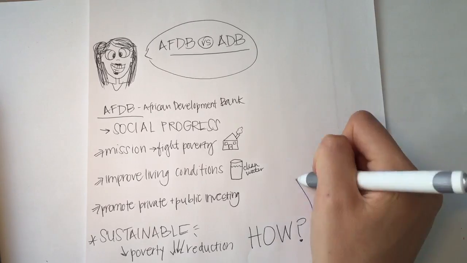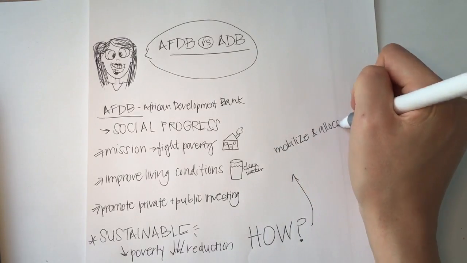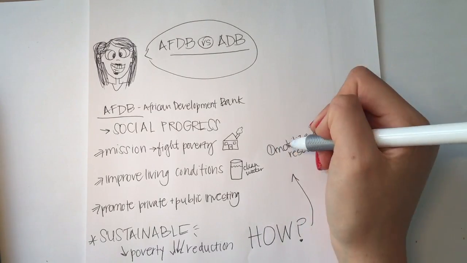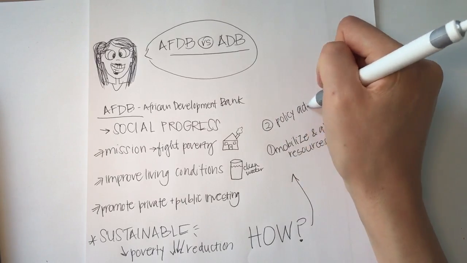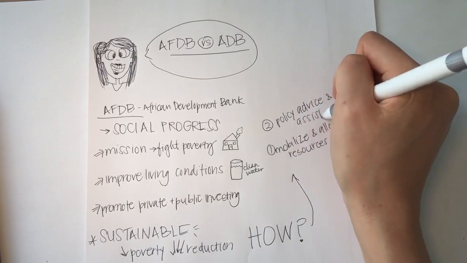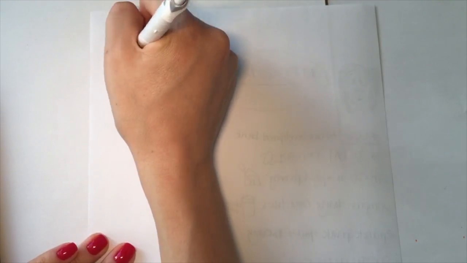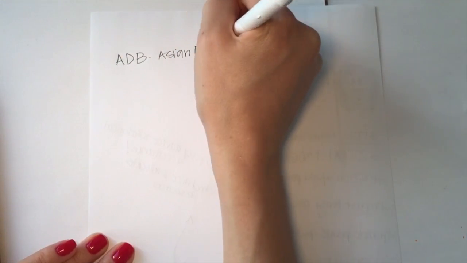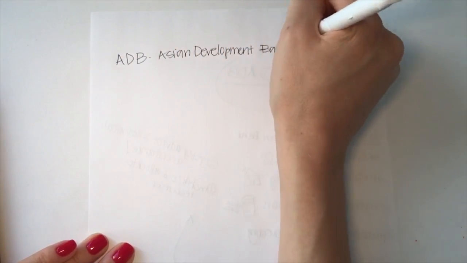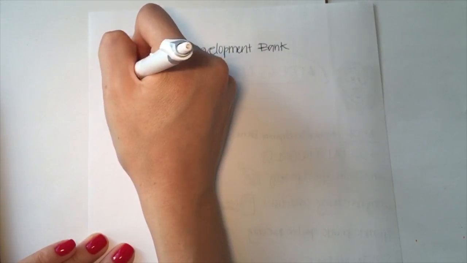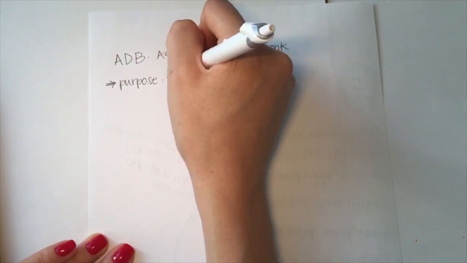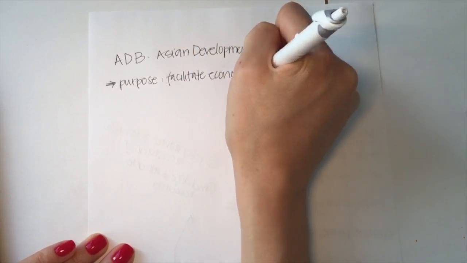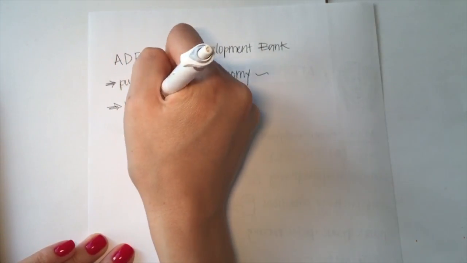The bank group achieves this objective by mobilizing and allocating resources for investment, providing policy advice and technical assistance to support development efforts. Unlike the African Development Bank, the Asian Development Bank was modeled closely on the World Bank and has a similar weighted voting system where votes are distributed in proportion with the members' capital subscriptions.